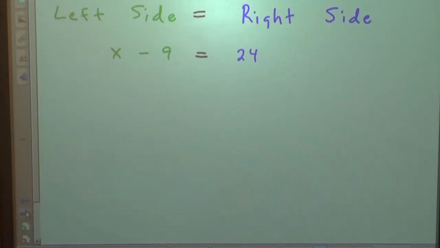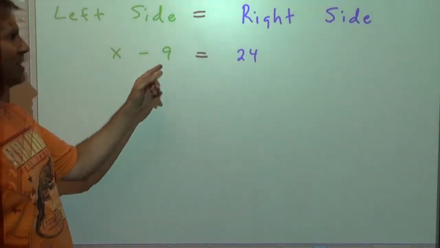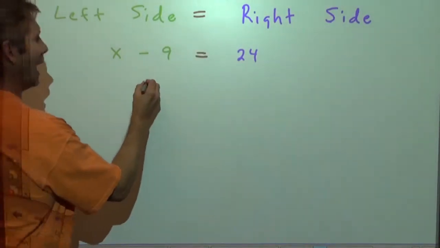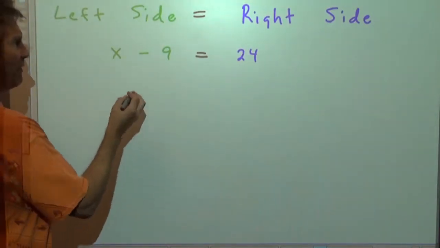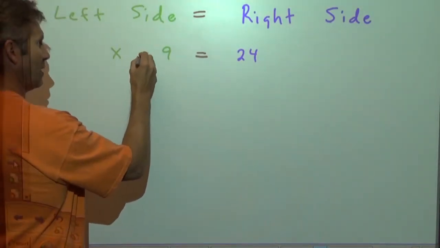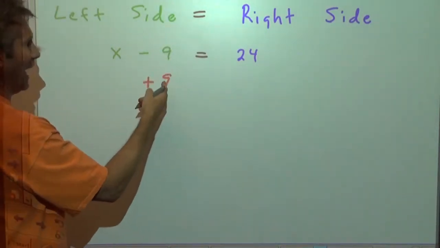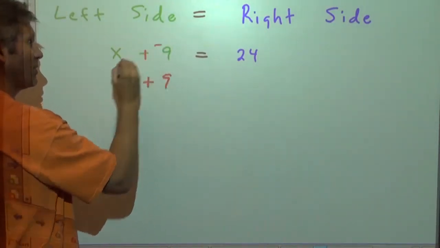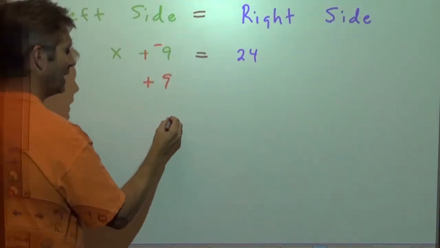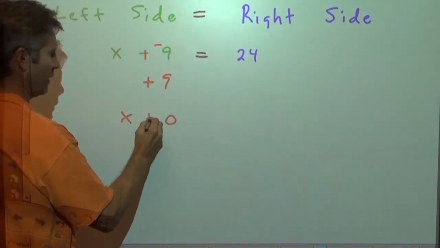Bingo, we've got the right answer. Now here it is, x minus 9 is equal to 24. If we're just going to add 9, if we minus 9 and then add 9, or even if we think of this as plus a negative 9 plus 9 is 0. So it's worth talking about.